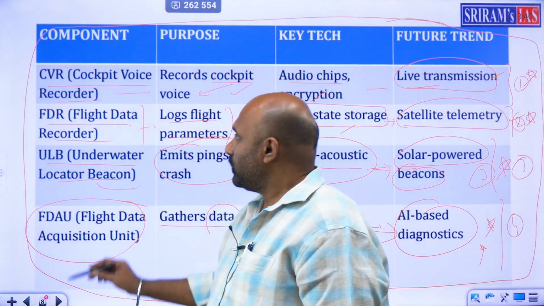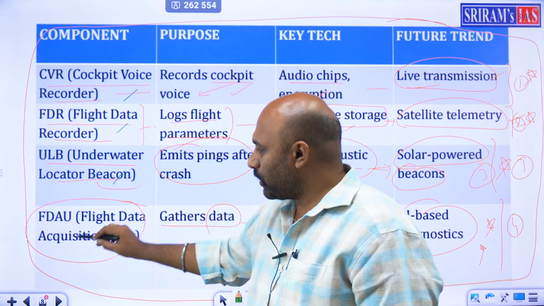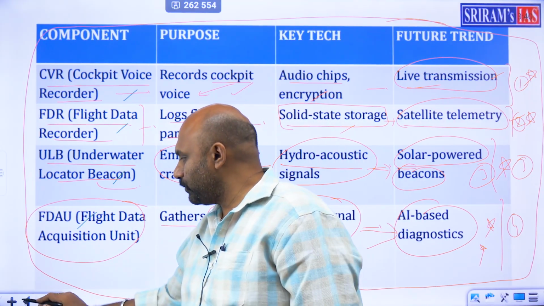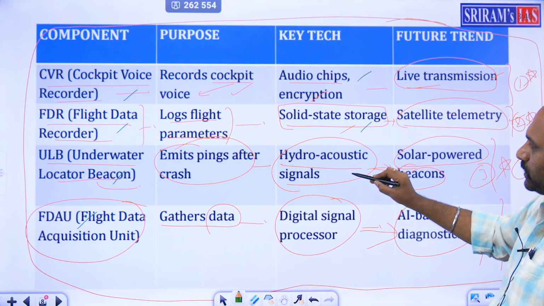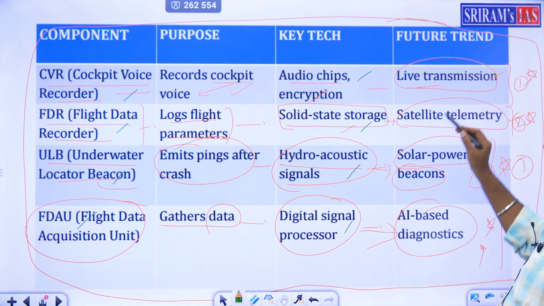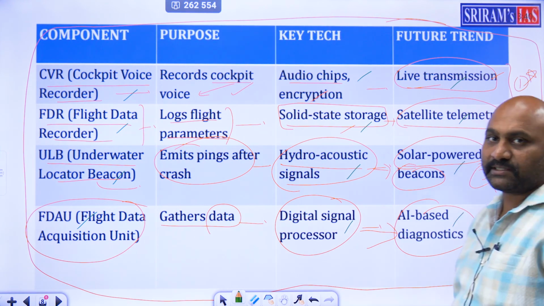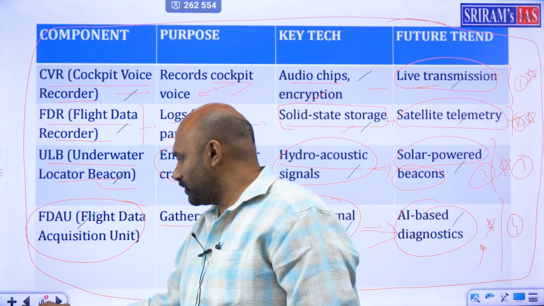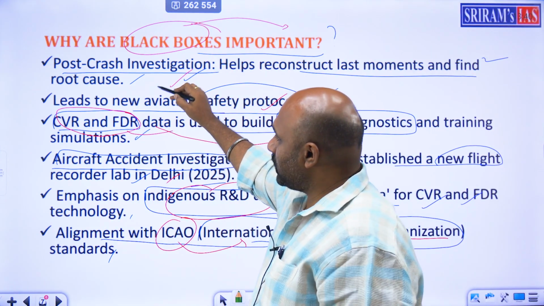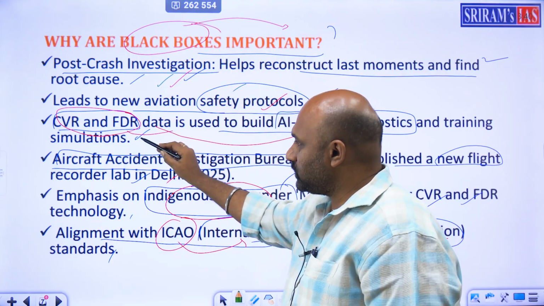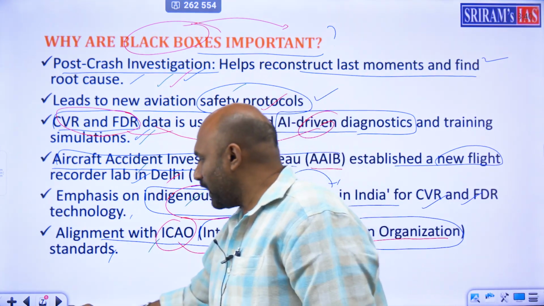So moving on, a quick glance: CVR cockpit voice, FDR flight data recorder, ULB underwater locator, FDIU flight data acquisition units, and I've clearly mentioned audio chips encryption, solid state storage, hydroacoustic signals, digital signal processor, live transmission, satellite telemetry, solar powered beacons, AI based diagnostics. These are the future technologies. So why is the black box important? Post crash investigation, safety protocols, CVR FDR, aircraft accident investigation, indigenous R&D, alignment with ICAO.